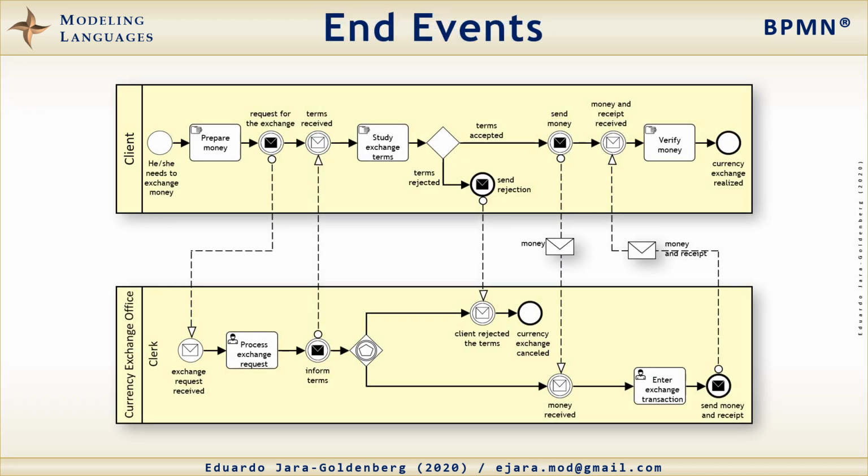As the name implies, the end event indicates where a process will end. Because it ends the flow of the process, it will not have any outgoing sequence flows. An end event is a circle drawn with a single thick line. There may be multiple end events within a process. There are 9 types of end events. In this example, 2 types are used: none and message.